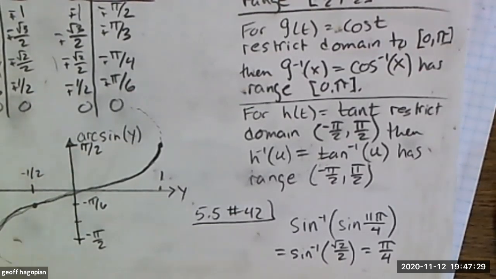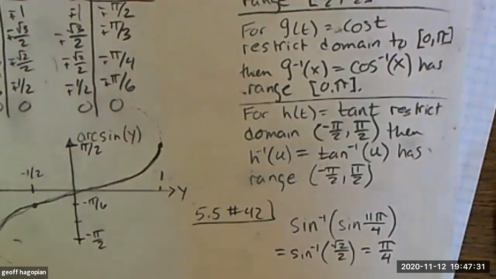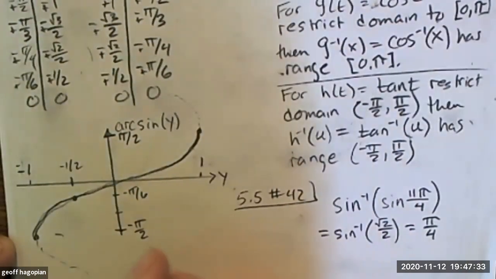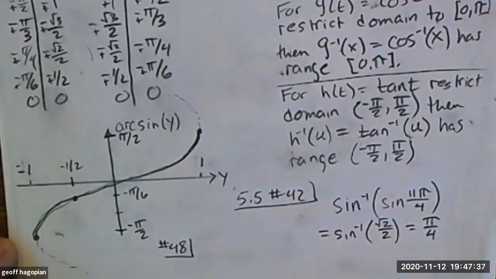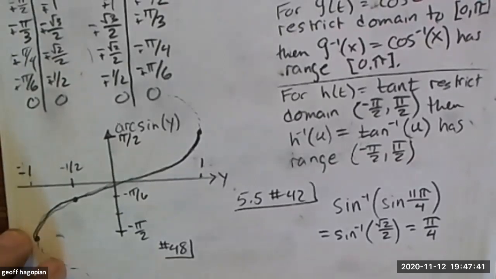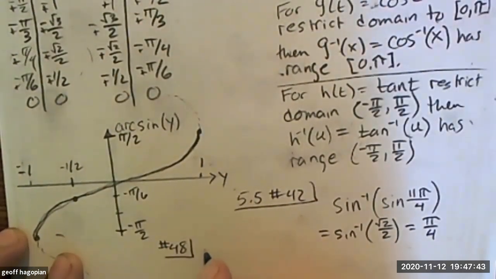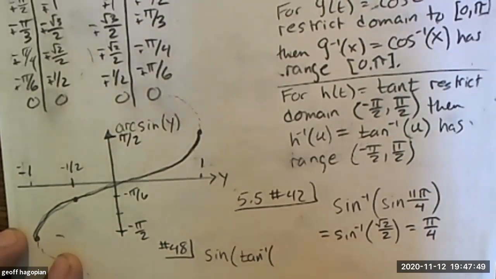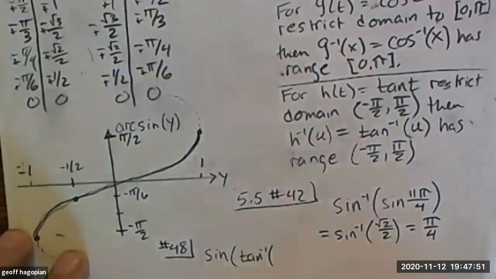How about this, number 48. I'll do a little bit of a carriage return here. For number 48, we've got the sine of the arc that takes us to a tangent of negative root 3.